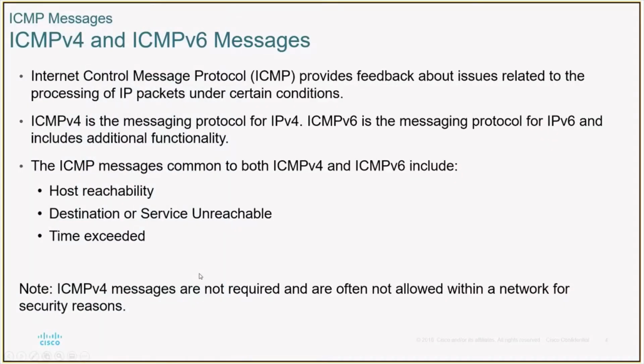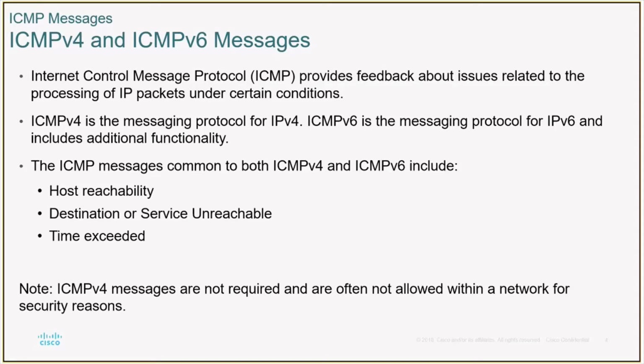So ICMP messages. Internet Control Message Protocol provides feedback about issues related to the processing of IP packets under certain conditions. And so ICMP version 4, funnily enough, is for IP version 4, and ICMP version 6 is, of course, for IP version 6. And so it does have some extra functionality in version 6 because some of the broadcast messages have sort of been taken away, and the multicasting modern equivalents are actually part of ICMP now. So ICMP messages common to both are host reachability, destination and service reachability, and then time exceeded messages.